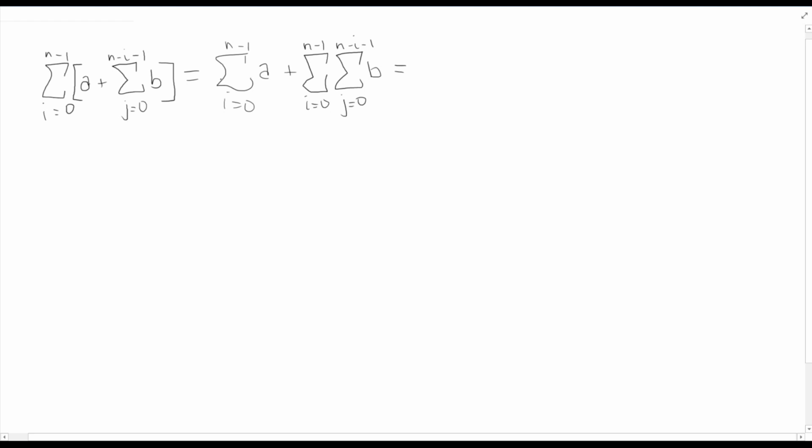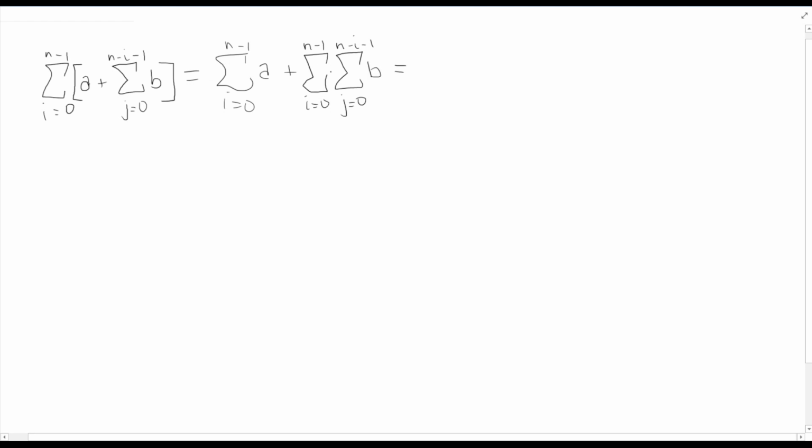All right, so when we distribute this sum across our 2 terms, we end up with getting 2 different sums. The first sum is just the sum over the term A, and then the second one is the sum where we get now a nested sum. This whole sum is the term we sum over on our outer sum.